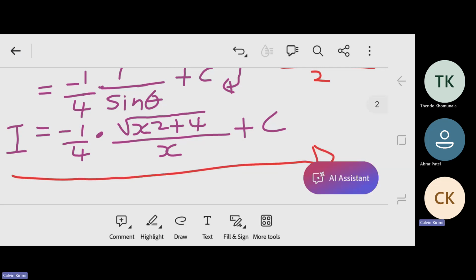Since we are quiet, I don't know if you have understood. You are not responding, so let's continue.